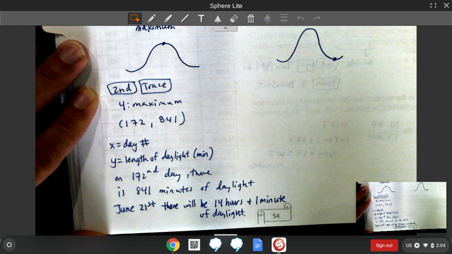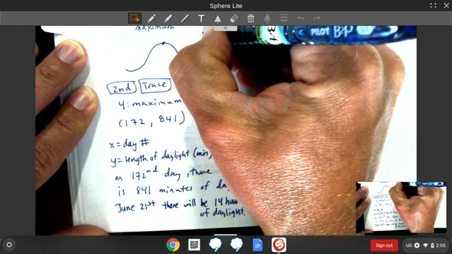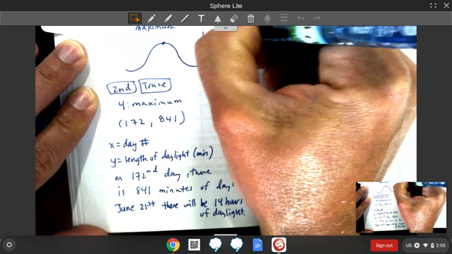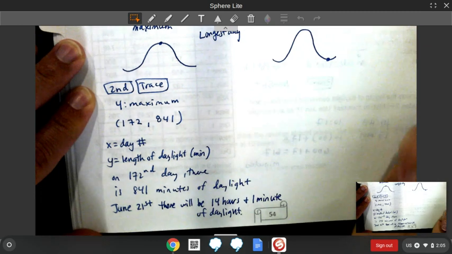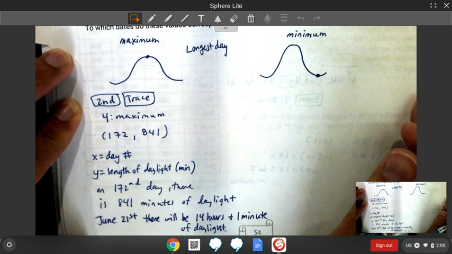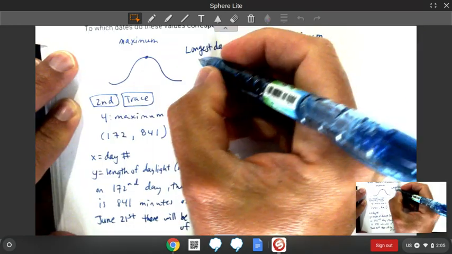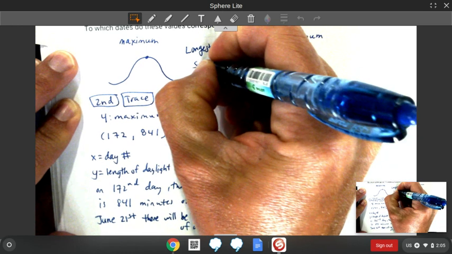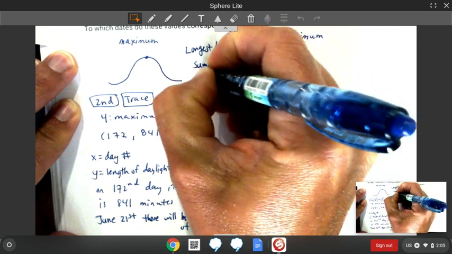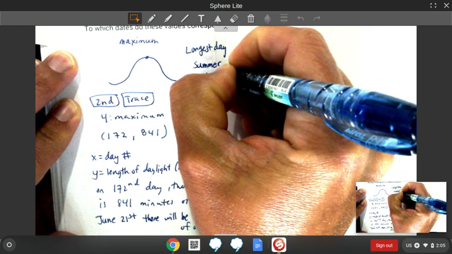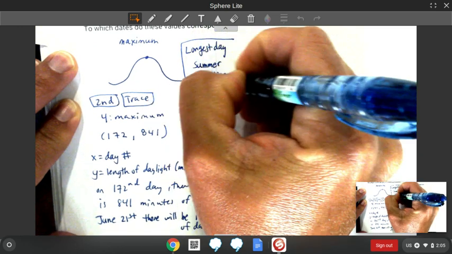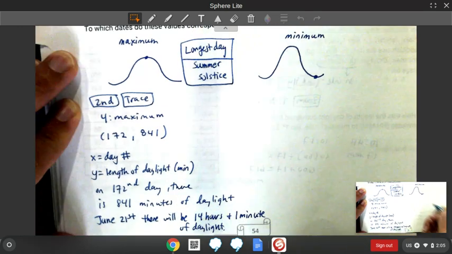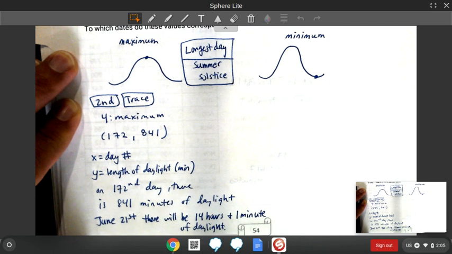This day is the longest day of the year. So it's got the longest amount of daylight, and it is called the summer solstice. The longest day is the summer solstice.